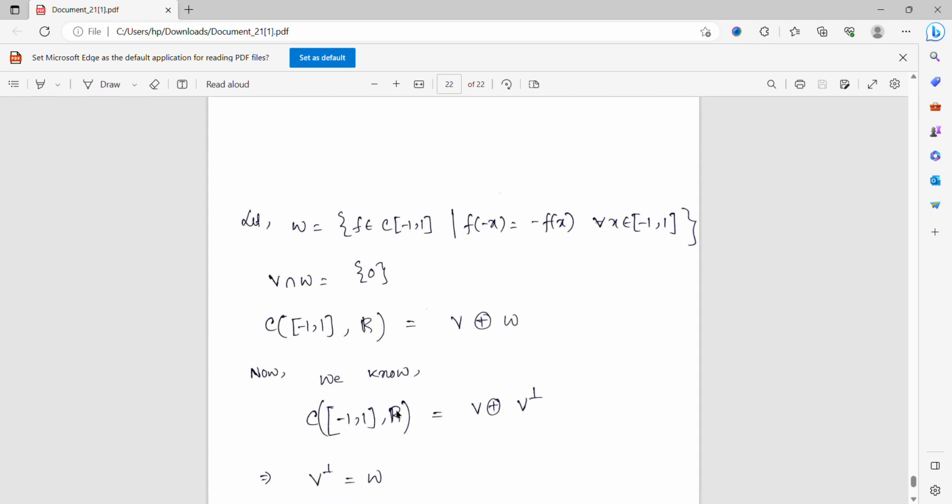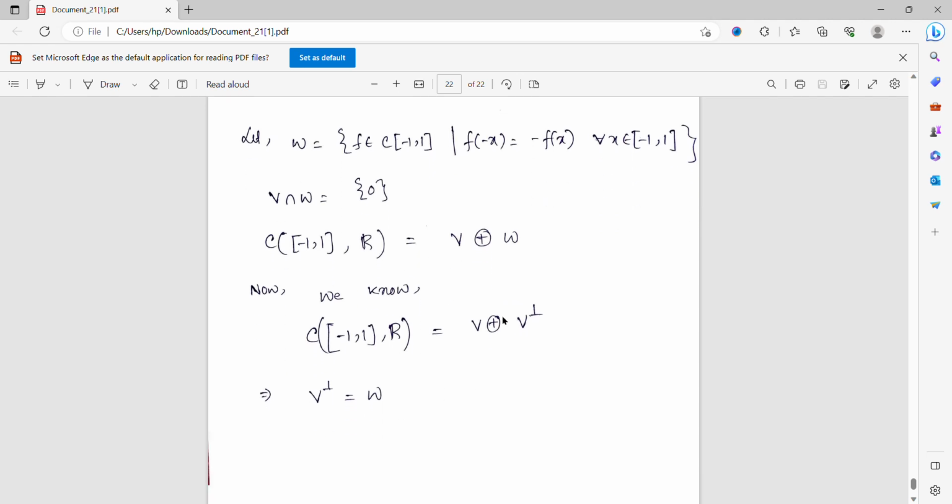Again, for any inner product space, if I have a subspace V, then I can write the whole space as the subspace direct sum its orthogonal complement. So here the space is the direct sum of V and its orthogonal complement. So from these two I can conclude that the orthogonal complement of V is basically W.